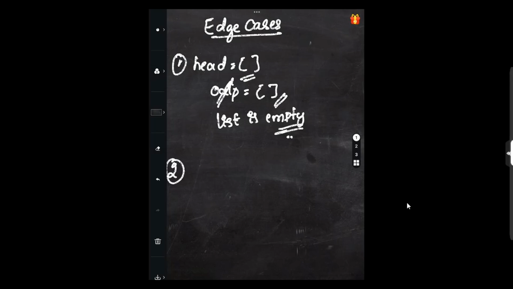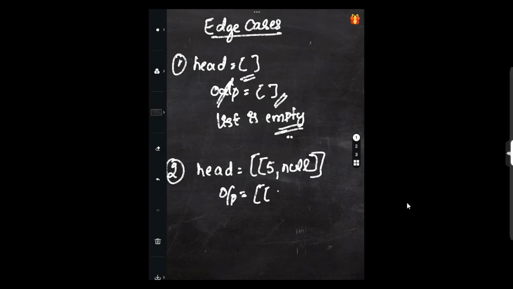The second edge case is when the list has only one node with no random pointer. Suppose the input is like this: head, I can just give 5 and null here. This is fine. So the output will be here.